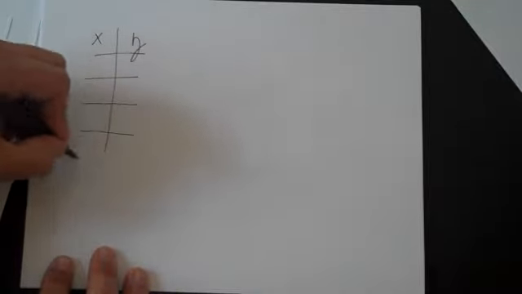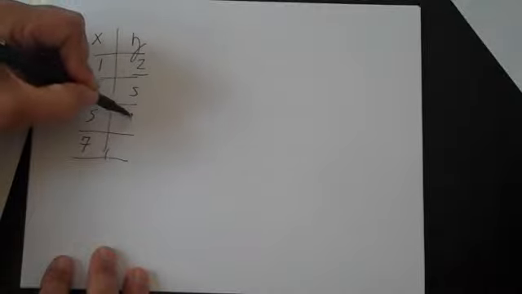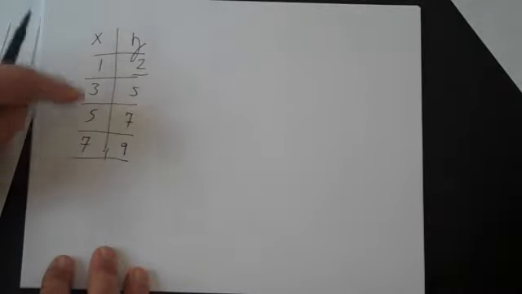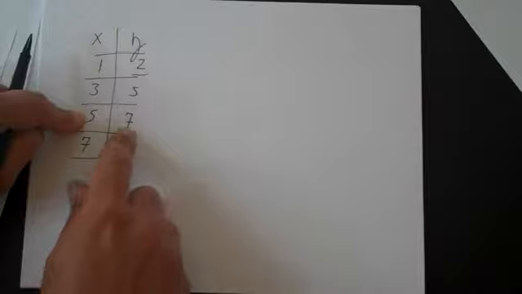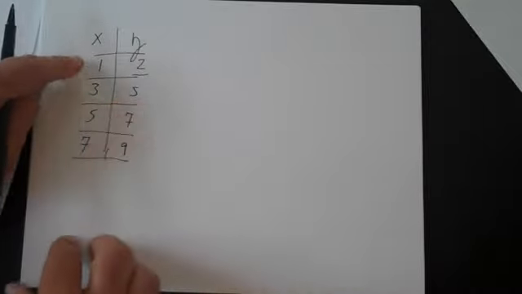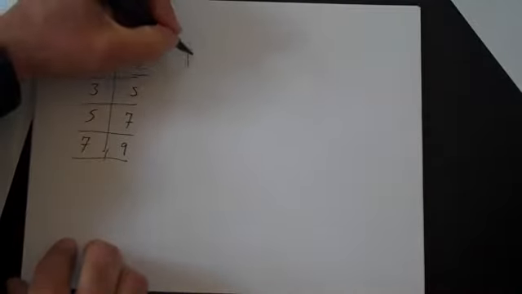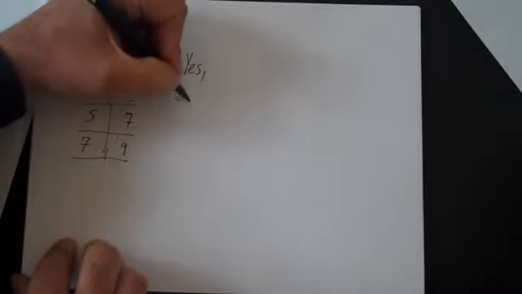Another common way that functions are defined is by tables. So let's say 1, 3, 5, and 7. Let's say 2, 5, 7, and 9. In other words, x is associated with 7 when x is 5, y is 7, when x is 3, y is 5. You simply say here, for every x, is there exactly one y? If the answer is yes, we say yes, this is a function.